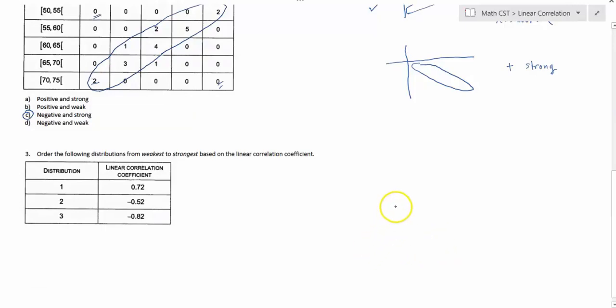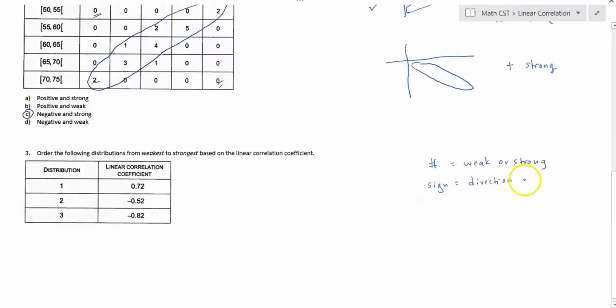Well, what we know about linear correlation, just as a reminder, is that it describes how tightly the dots are grouped together. So the number indicates weak or strong, and the sign indicates the direction or pattern of the slope made by the dots on the scatter plot. So if we're looking at weak or strong, we really don't need to take into consideration the signs. So I'm just going to say, well, we've got 0.72, 0.52, and 0.82. Let's ignore the sign because that's just direction.